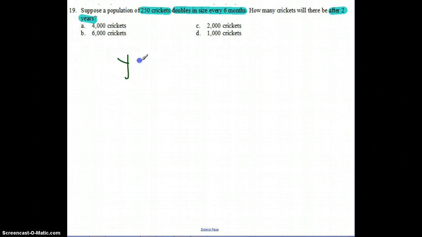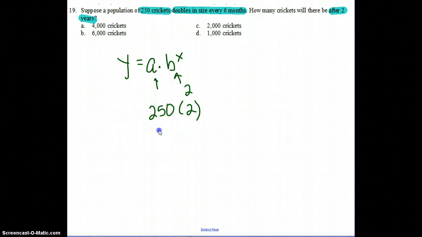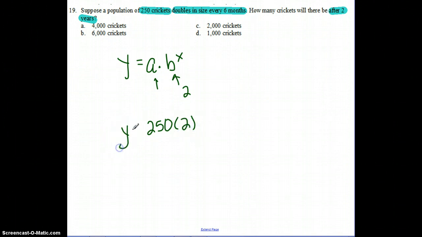So I'm going to set up this generic equation. My starting value is 250. And if it doubles every time, then that means this B value is going to have to be 2. Let me move this down just a little bit here. Oh, crud. I'm going to erase this then and rewrite it just to move it down a little bit. Okay, and my y equals.